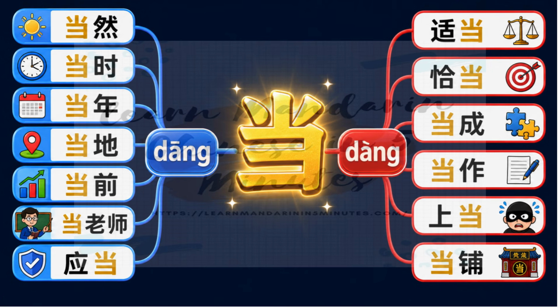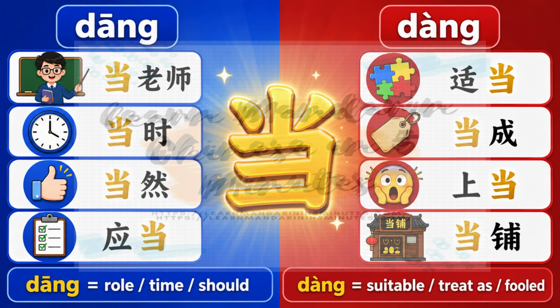It becomes a map. So let's bring everything together. This Chinese character feels difficult because English usually translates each word differently. 当然 becomes of course. 当时 becomes at that time. 当老师 becomes work as a teacher. 适当 becomes suitable. 当成 becomes treat as. 上当 becomes get fooled. In English, these look unrelated, but in Chinese, this character is doing different jobs.